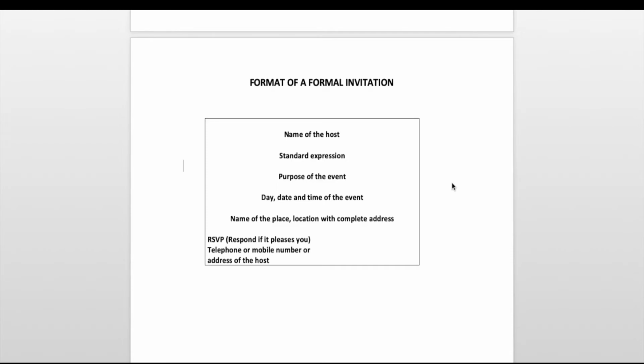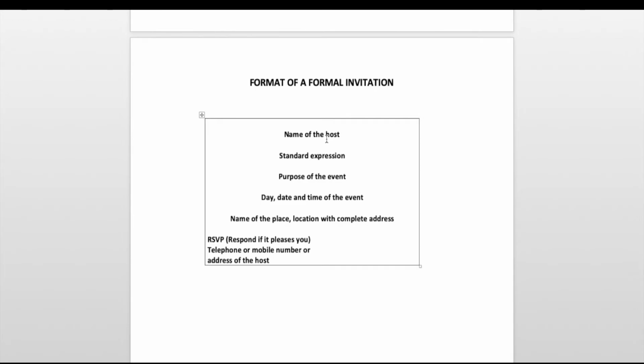So how would I start this invitation? I would start this invitation with my name, with the name of the host who is organizing this event. So in the place of name of host, what would come? Miss Gupta. And then comes the standard expression, that is, Miss Gupta requests the pleasure of your company. And then will come the purpose of the event. Why are you inviting this person? You are inviting this person to the inauguration of your boutique.